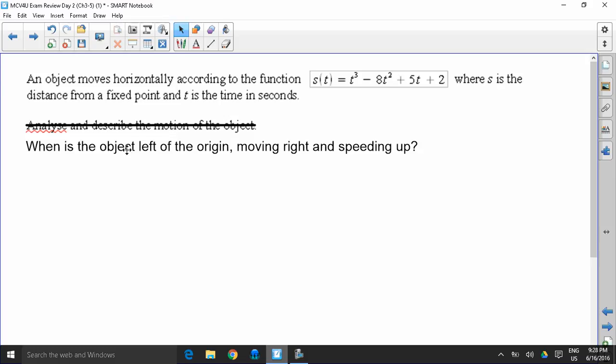The question is now: when is the object left of the origin moving right and speeding up? Essentially, we have to do all the same things. We need to find the function for the velocity and the function for the acceleration and do the analysis. Basically, a sign chart. So that's what we're going to do.